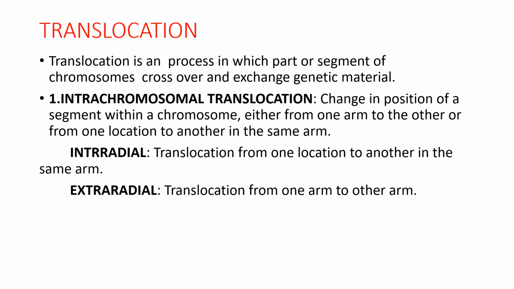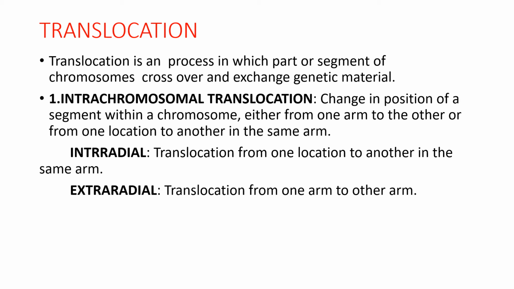Translocation. Translocation is a process in which part or segment of chromosome crosses over and exchanges genetic material. There are two types of translocation, that is intrachromosomal translocation and interchromosomal translocation. In intrachromosomal translocation, there is a change in position of a segment within the chromosome either from one arm to the other or from one location to another in the same arm.